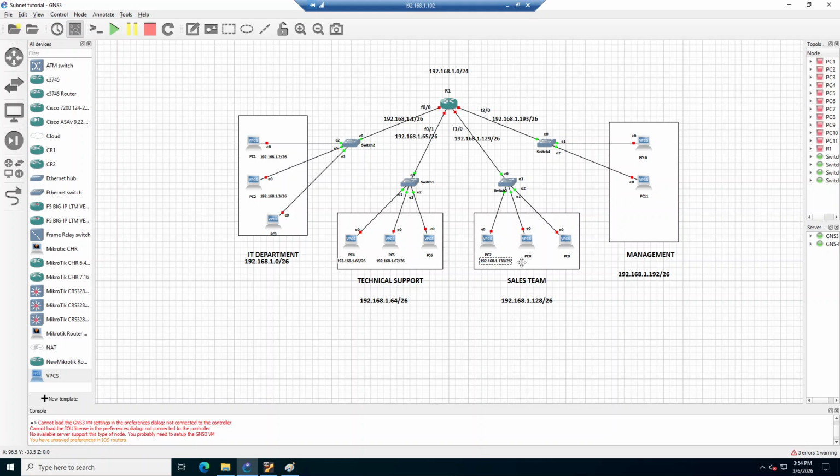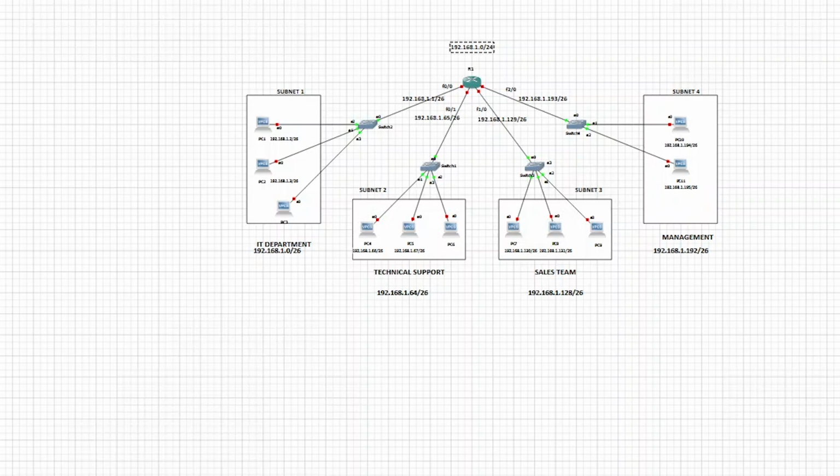Now we divide it. Each subnet needs a gateway, and each interface becomes the default gateway for its subnet. We typically use the first usable IP. These gateway addresses will be configured on the router interfaces.